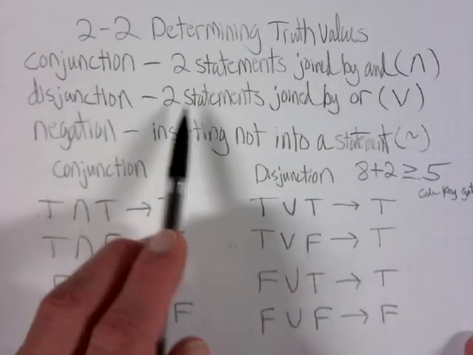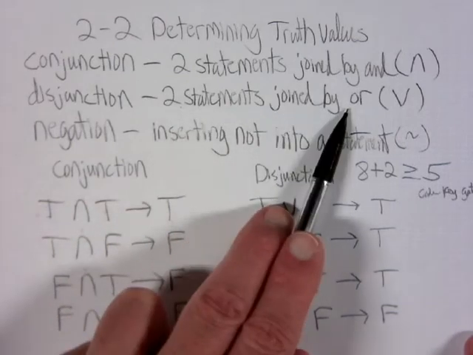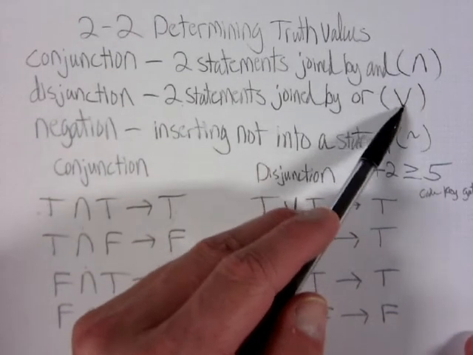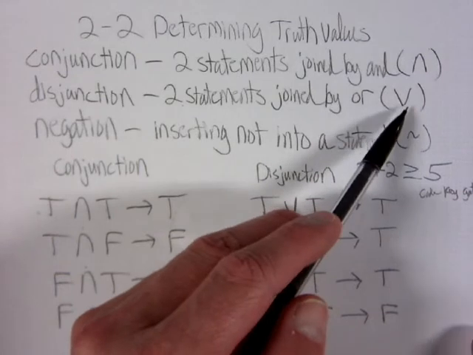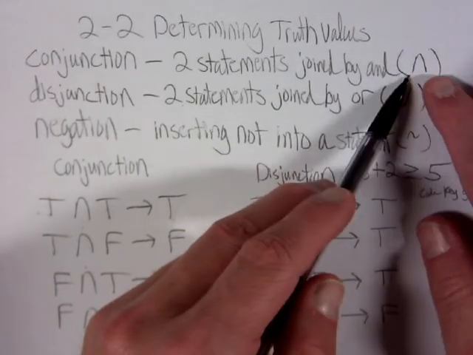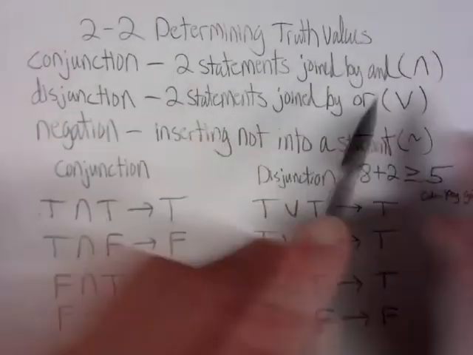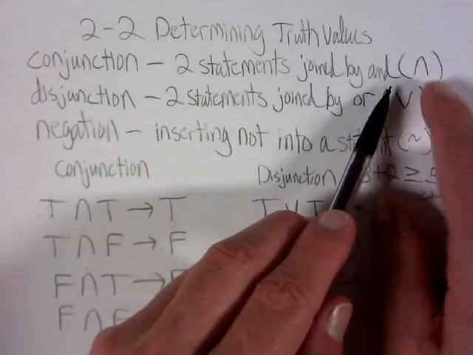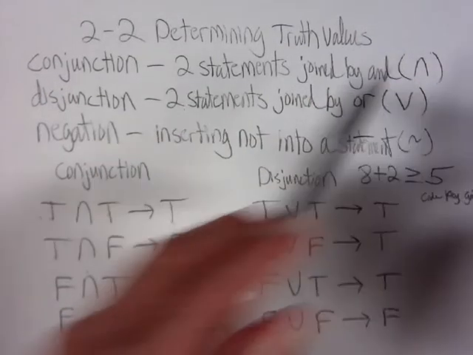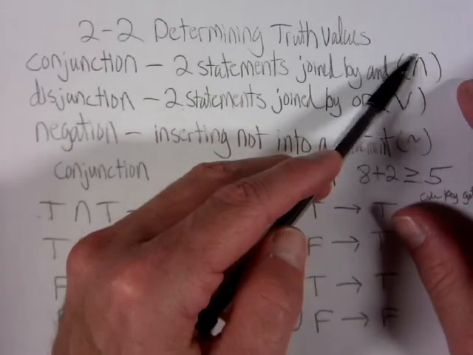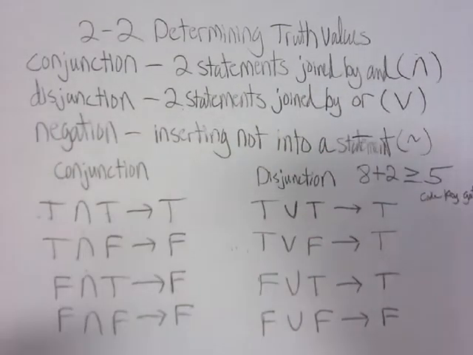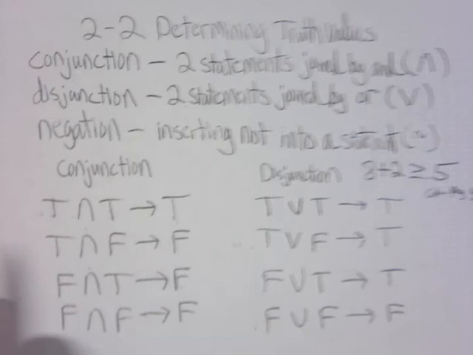Disjunction is two statements joined by or, and the symbol for or looks like a V. Now, the way to remember that is you look at the top. If they come together, that's and. If they're pushed apart, then you have a choice, or. Okay, so together, and means bring them together, or means you have a choice. So look at the top, and then that will help you to keep the symbol straight.